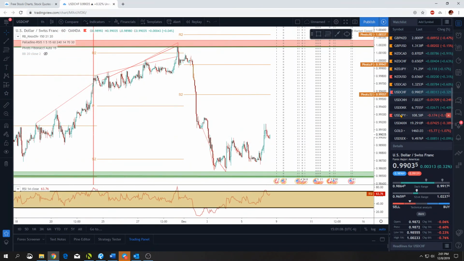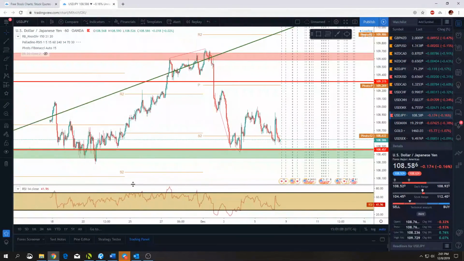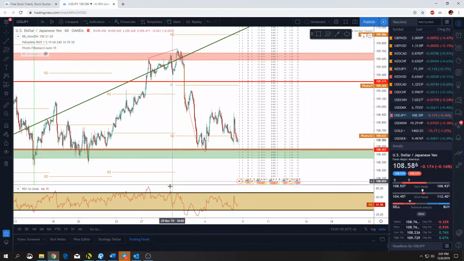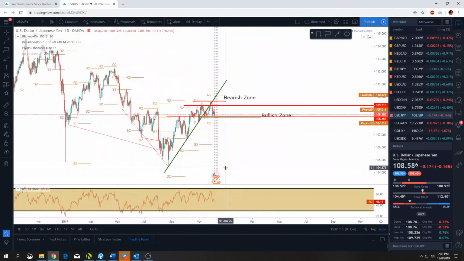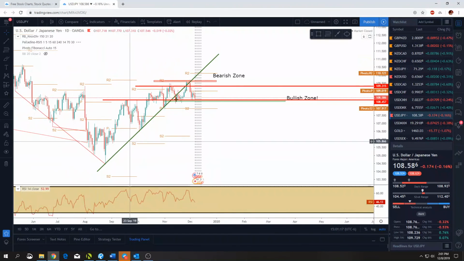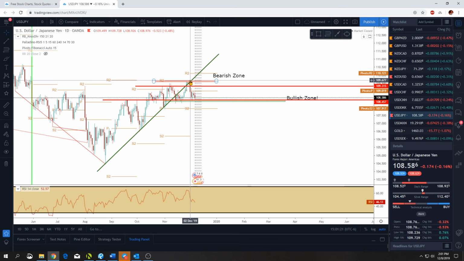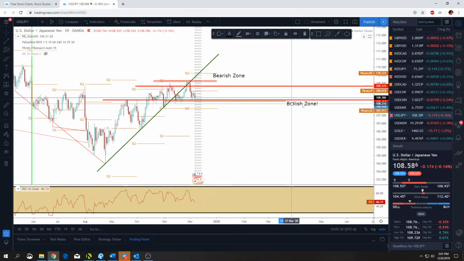So let's go to our last pair, US dollar JPY. All right, so let's go to the daily. So this pair, we broke this trend, shot up. Now we hit our bearish zone. We hit a trade on this last week and made some money. Now we're starting to see we're bottoming out into this bullish area.